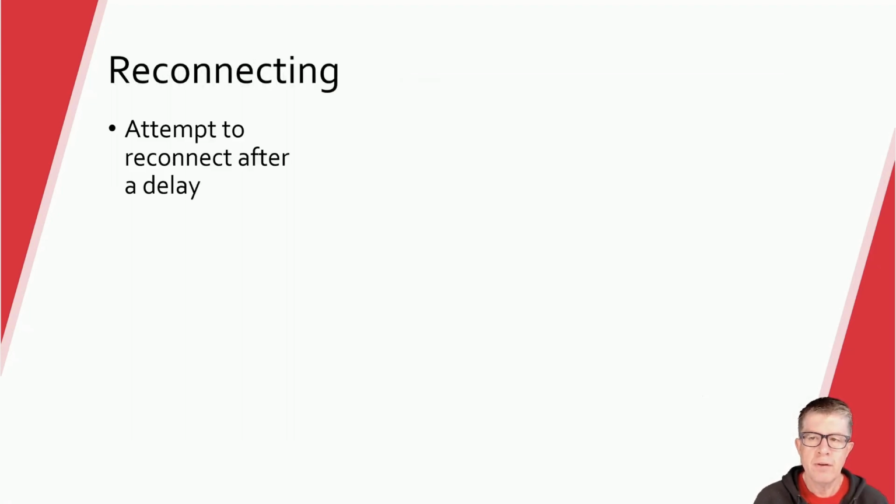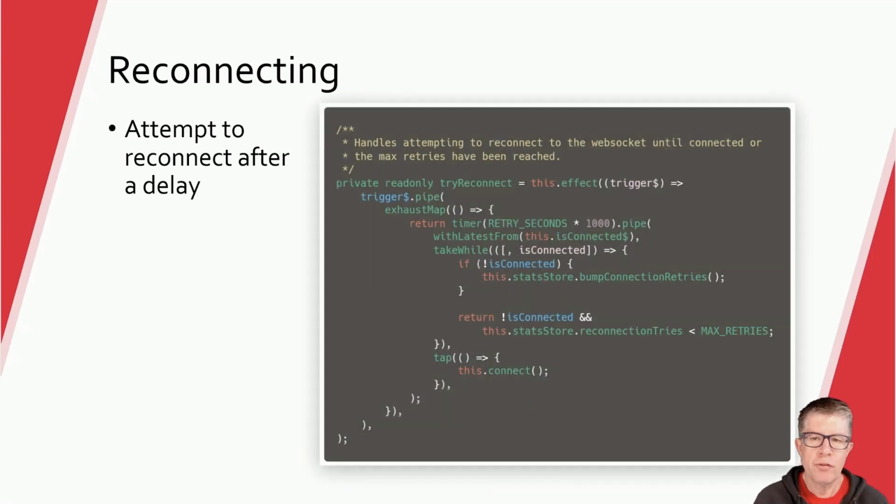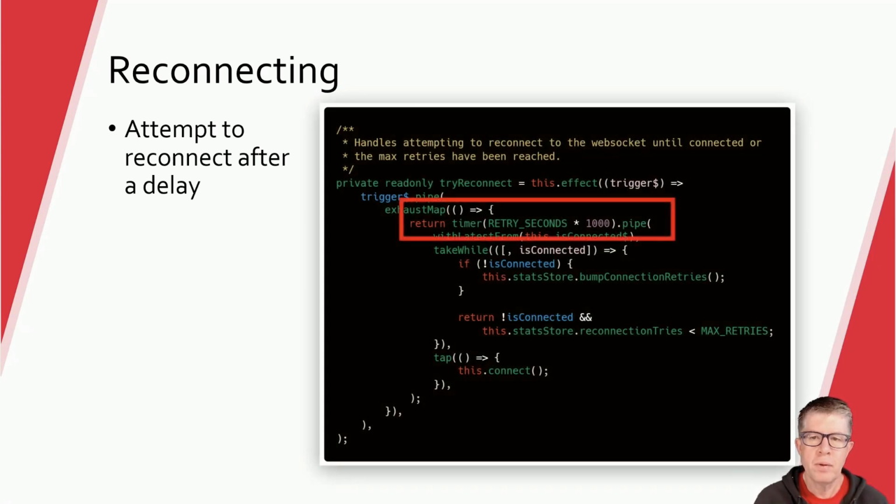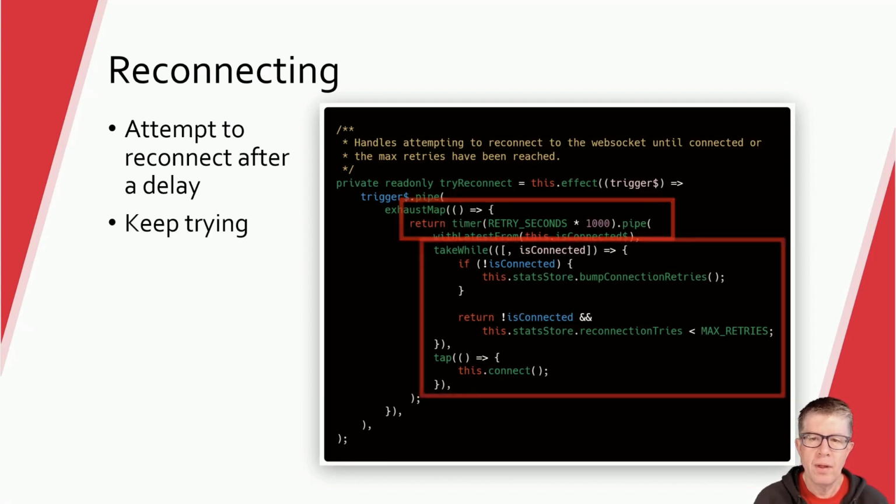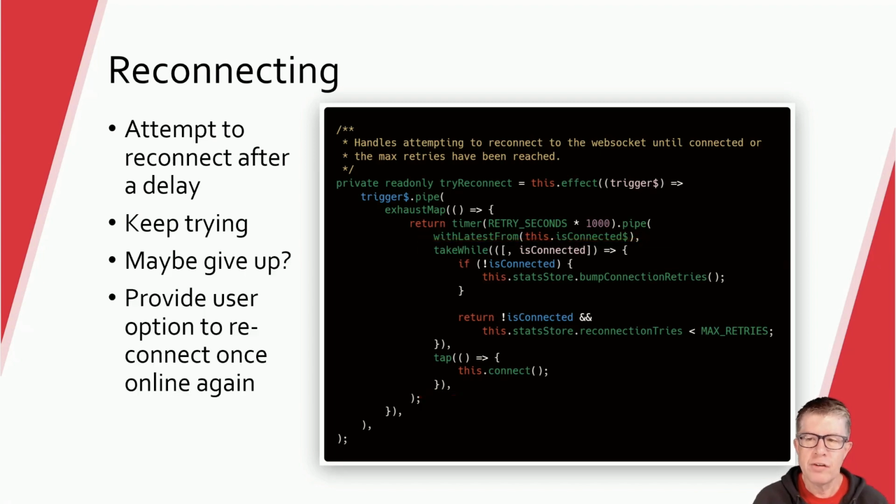So reconnecting, we attempt to reconnect after a delay. This is fairly simple. We just have a timer that fires every retry seconds. There's a constant there that determines how often it should try to reconnect. And then we just keep retrying connecting until it is connected. So this is a fairly naive strategy here. Maybe at some point we could give up and provide the user with an option to reconnect once again. But this is demo code, so good enough for now.